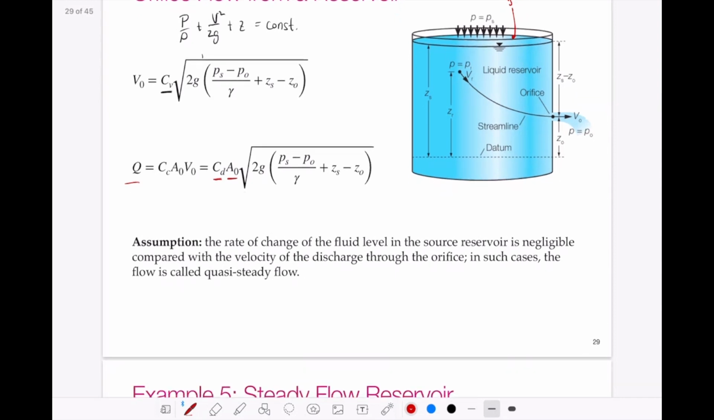So if we have a really large reservoir, we can apply Bernoulli's equation if we assume that the rate of change of the fluid level at the source of the reservoir is negligible. So we might have to calculate how long it's going to take for this to empty, but we would still consider the velocity at the top surface as 0. And then we would use our continuity equation to account for the flow out of that reservoir and the volume change of the reservoir.